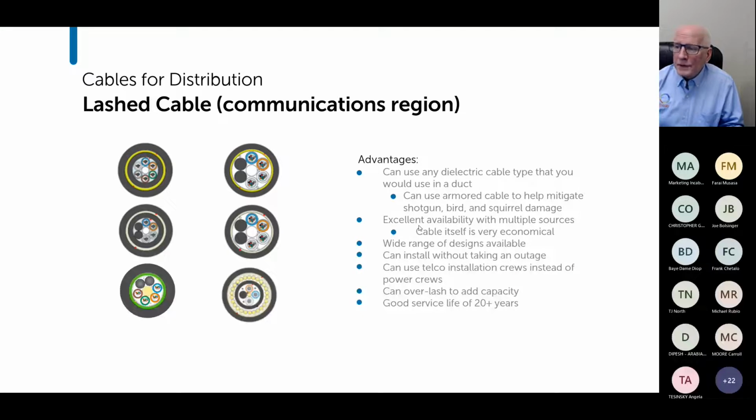Again, when you're lashing, excellent availability. The cable itself is very inexpensive. A lot of designs available. You can install it without an outage. If you're working in the communication region, you can use telco installation crews instead of power crews. And if you're lashing, you have the ability to overlash. So, you can just add a cable later if you need more fiber capacity, and you still get a good service life.